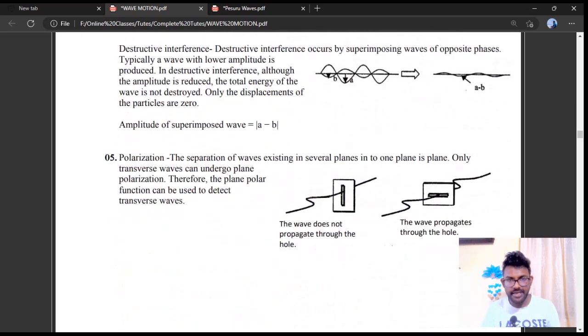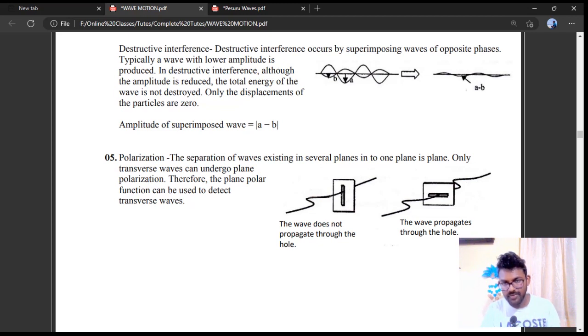Polarization is the separation of waves existing in many planes into one plane. If you could extract the vibration or the wave in one plane, that's called polarization, right? So what we can do here, we can have a cardboard or something with a rectangular hole there, and we can have a wave that is going like this. If the rectangular hole is towards the vertical, what happens to the wave that is coming out? Will there be a wave coming out?